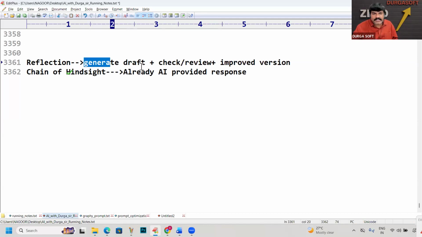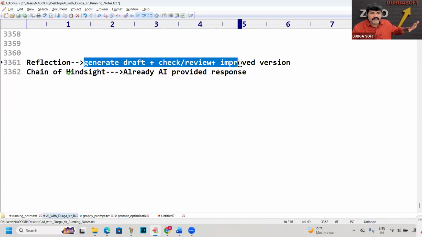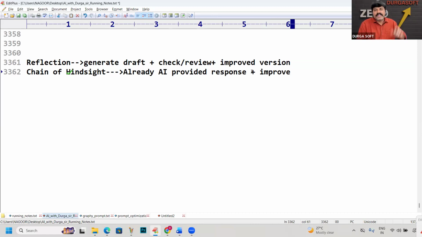In the case of reflection, I first generate some draft, and then please check whether all these points are covered or not. If all the points are covered, can you please provide an improved version in the reflection? But in the case of chain of insight, what will happen is, AI already provided a response, already I have it. Now I'm not satisfied with this response. Now I will ask, can you please improve this response based on my provided things? This type of thing is called chain of insight.